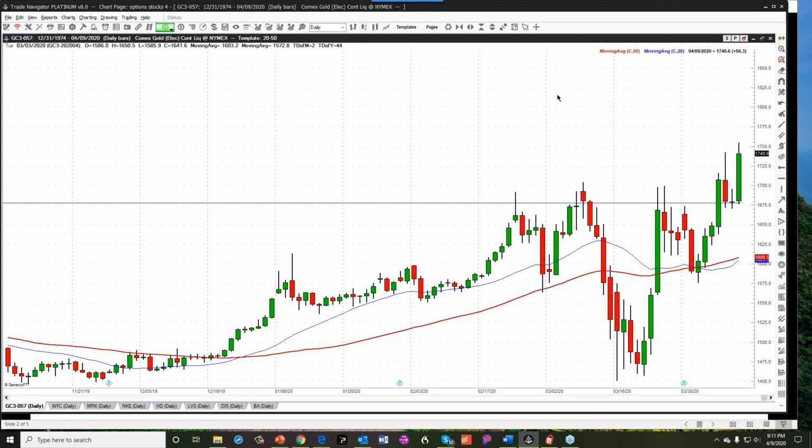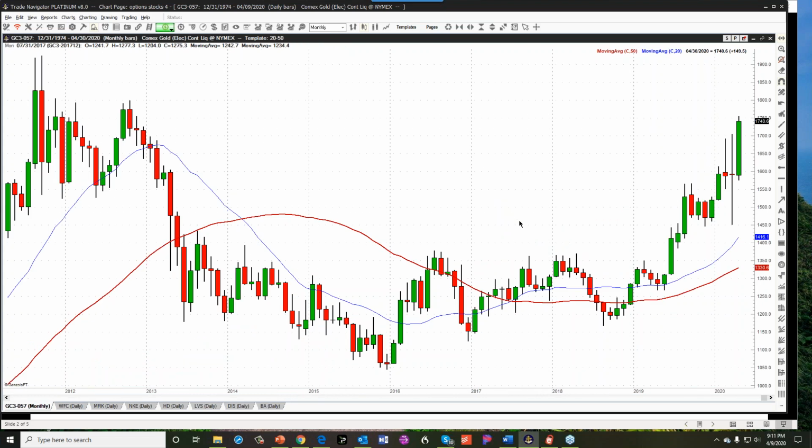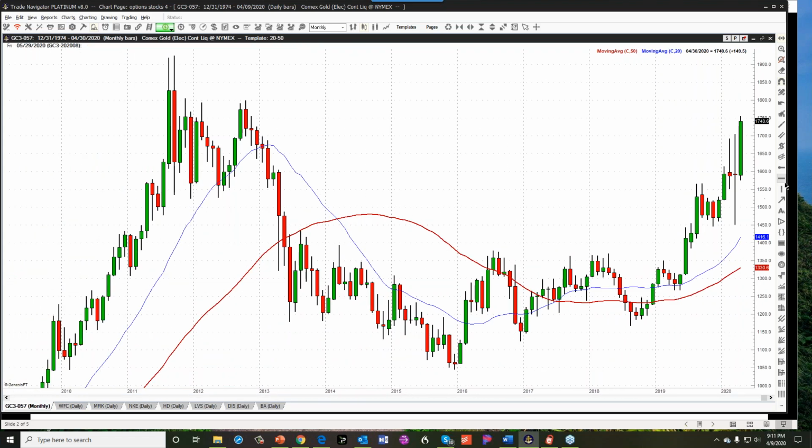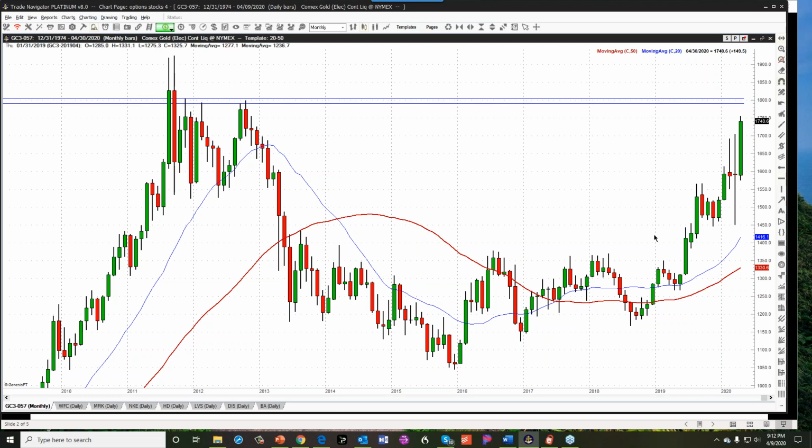So the fact it's a new high close is a plus. A common question I'm asked is, where is next resistance? I go back as far as necessary. And as such, I'm looking at a monthly chart going back to 2011 and 12. Based on that, we're looking at the psychological $1,800 level as next potential resistance.